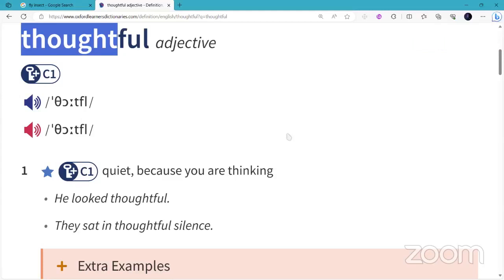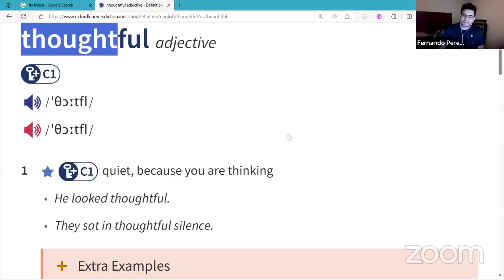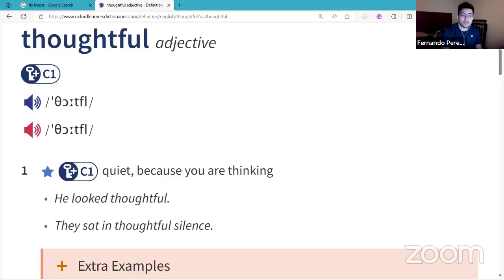They sat in thoughtful silence. Sounds better. Sounds much better. A person that is quiet, silent, looking at nothing, that person is thoughtful, is thinking a lot. And how do you say thoughtful in Spanish?